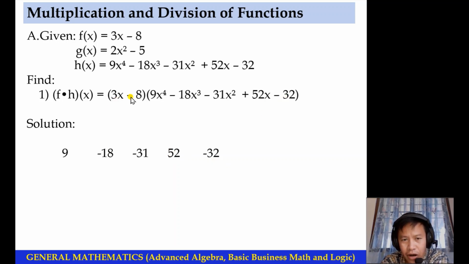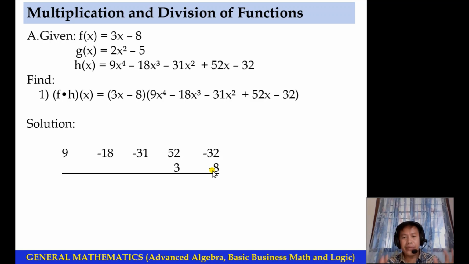And you are going to take only the coefficients of this linear function. And you are going to write your coefficients here. 3 and negative 8. This is it. Then we are going to apply the long process of multiplication. And we can also apply the distributive property of multiplication. But we are going to apply the long process of multiplication without variables in this particular video lesson. Okay, now, 9 times 3 is equal to 27. You're going to write your answer here. Did you understand? Okay, this is it.